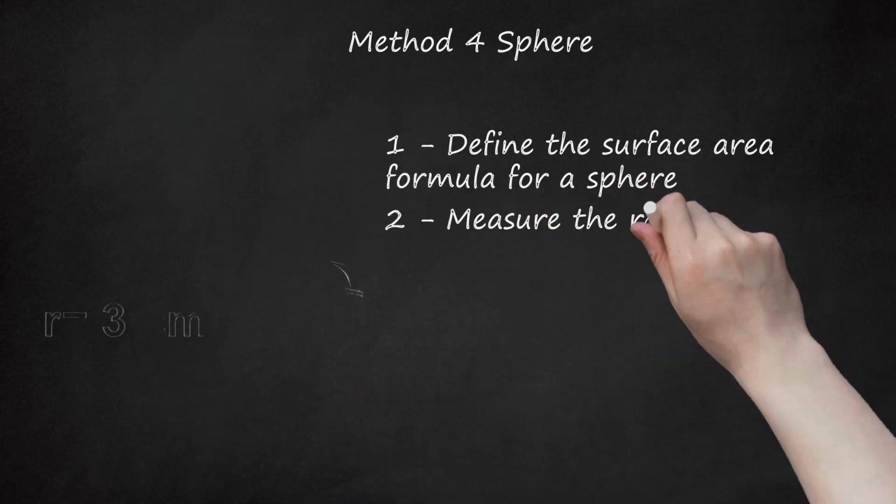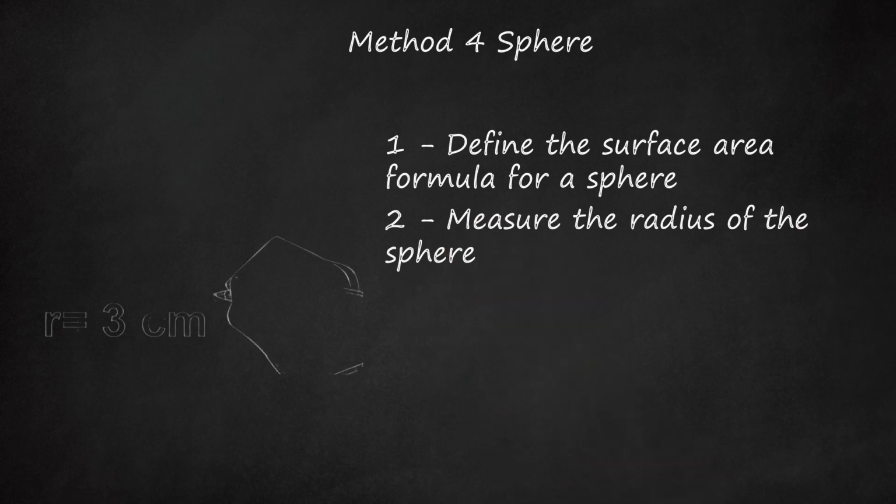2. Measure the radius of the sphere. The radius of the sphere is half the diameter, or half the distance from one side of the sphere to the other through the center. Example: r equals 3 centimeters.